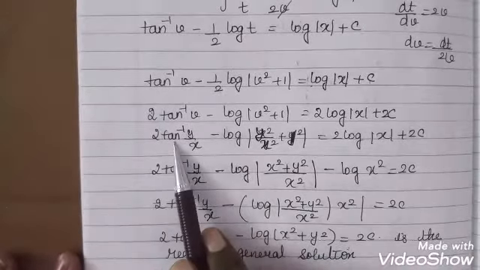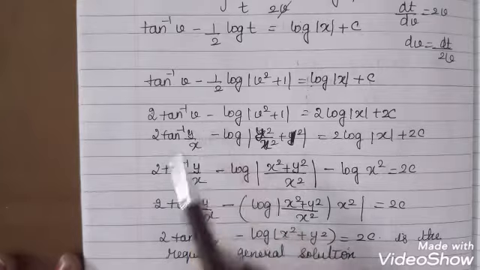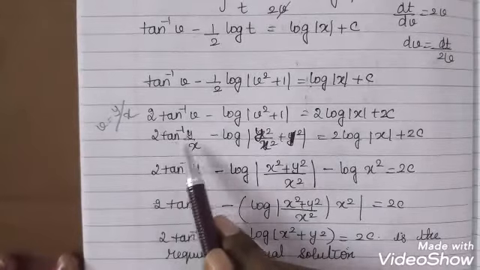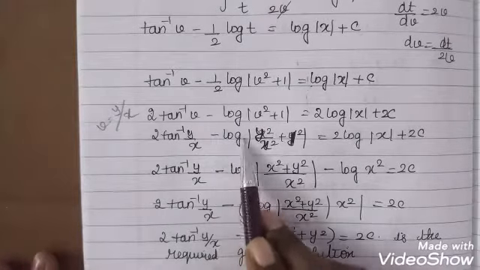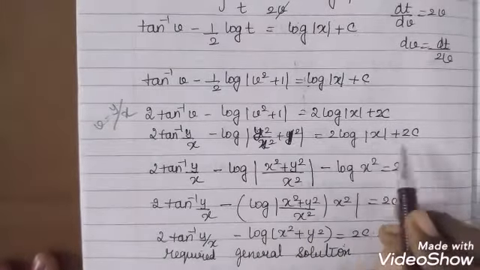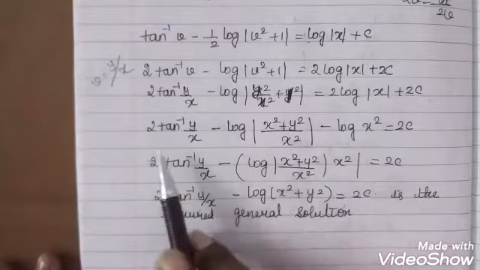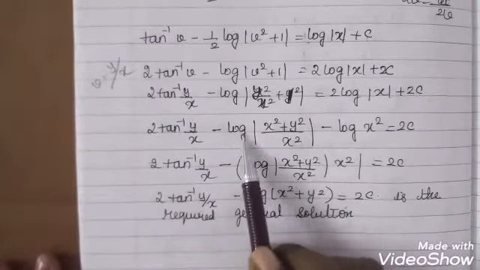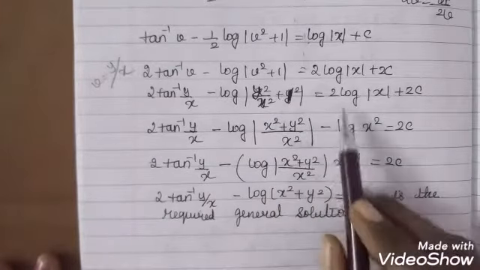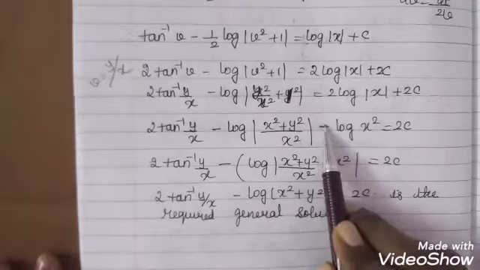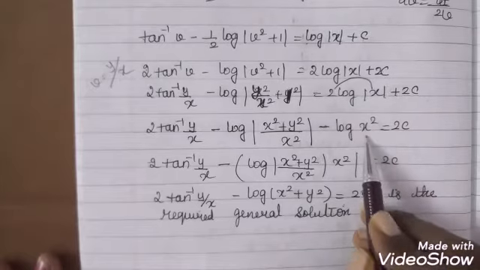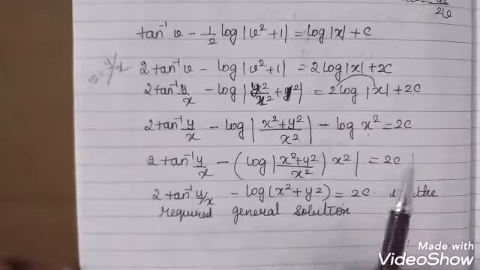So what will I get? 2 into tan inverse of v, and v is equal to y by x. So I can write it as 2 into tan inverse of y by x minus log of (y squared by x squared plus 1), which is equal to 2 into log mod x plus twice a constant. Okay. So 2 into tan inverse of y by x minus log mod of (y squared plus x squared) divided by x squared. When I take this to the other side, you will have it as minus. Here again, by using the logarithmic power rule, this 2 goes to the power. I can write it as log x squared, which is equal to 2c.